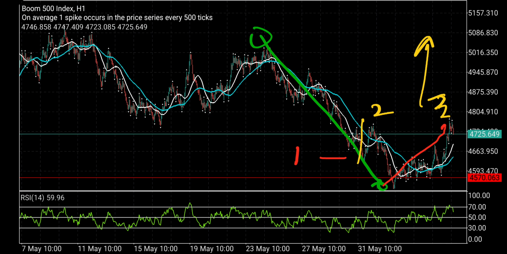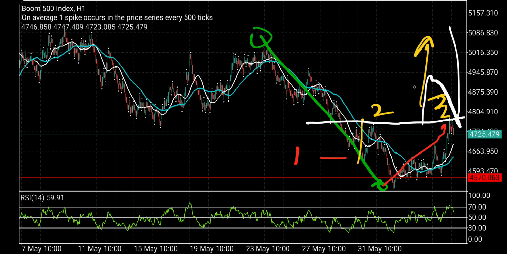So how do you know the breakout? There must be a retest after the breakout. It must break out this level completely, this level right here. After it breaks out completely, then there must be a retest. After the retest, then we can expect an uptrend.